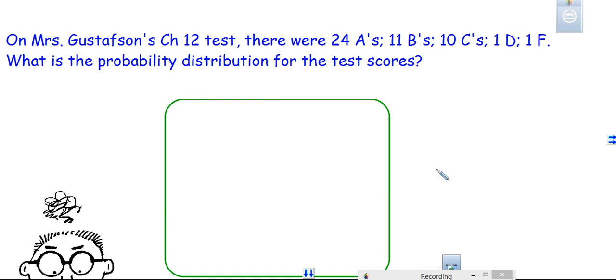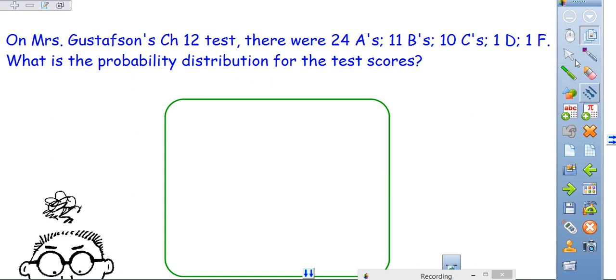On Mrs. Gustafson's Chapter 12 circle test, there were 24 A's, 11 B's, 10 C's, 1 D, and 1 F. What is the probability distribution for the test scores? So let's make a table.